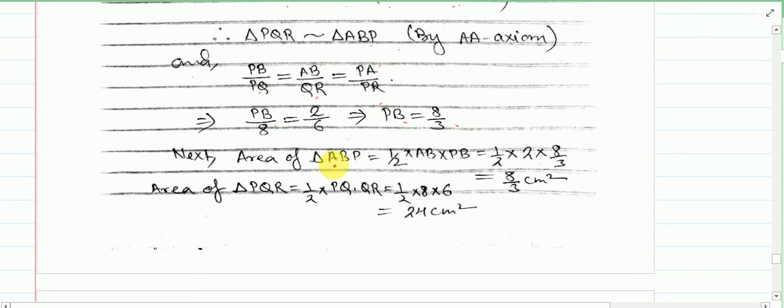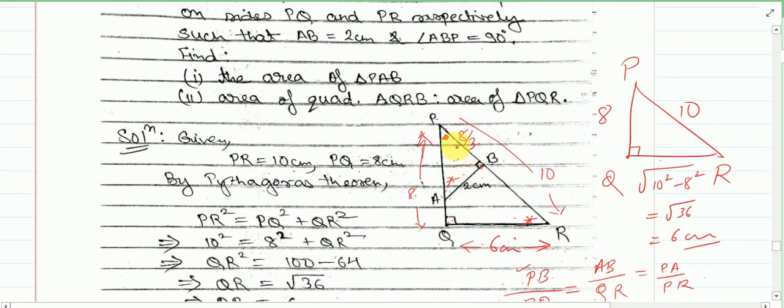Now area of triangle ABP will be half into base into height, that is 8 by 3 centimeter square, and area of the bigger triangle PQR by the same formula, half base into height, you will get 1 by 2 into 8 into 6, 24 centimeter square. Once you know the area of the small triangle and the bigger triangle, you can easily find the area of the shaded one. Area of the bigger one is 24 and area of the smaller is 8 by 3. So 24 centimeter square minus 8 by 3 centimeter square, you can easily find area of this.